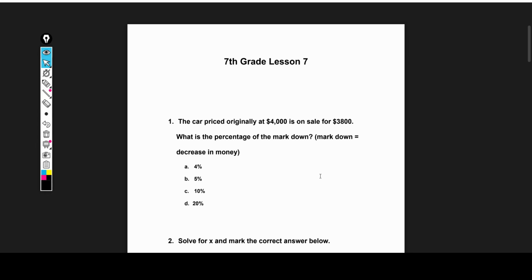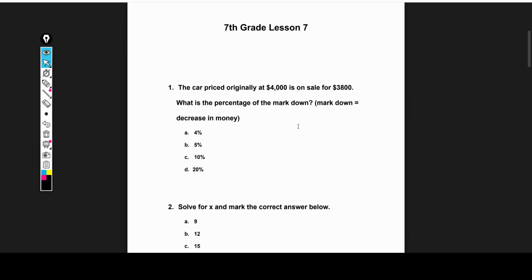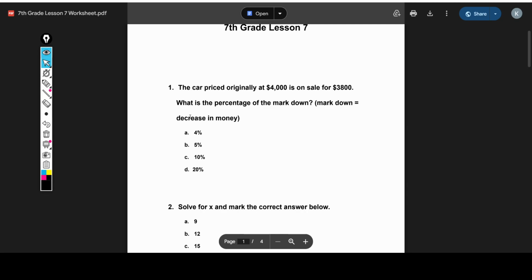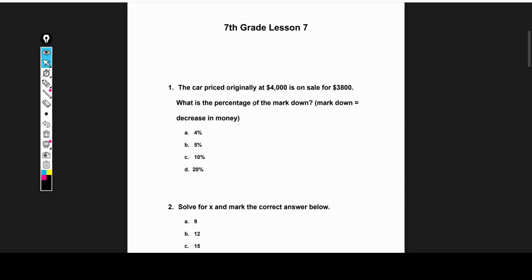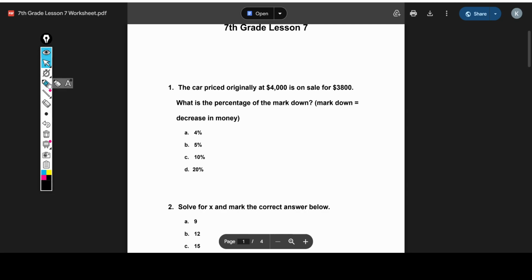For our first question, we have this car that was priced originally at $4,000 and is now on sale for $3,800. So what is the percentage markdown? The markdown is how much it decreased in money, and we're trying to find the percentage decrease. From 4,000 to 3,800, you can tell that it decreased by $200. So the price went down by $200. And now we want to convert this into some kind of percentage.